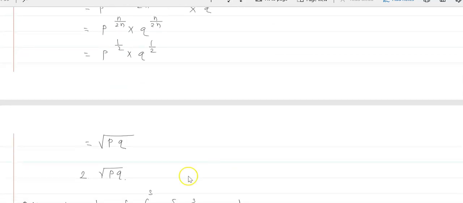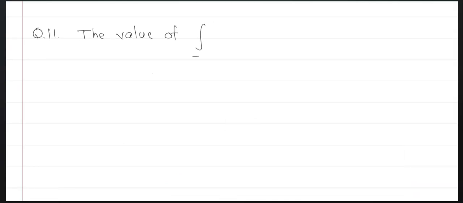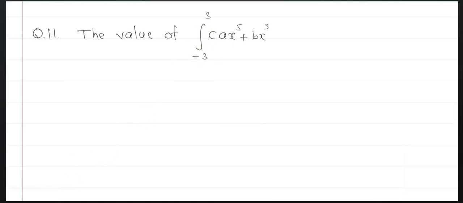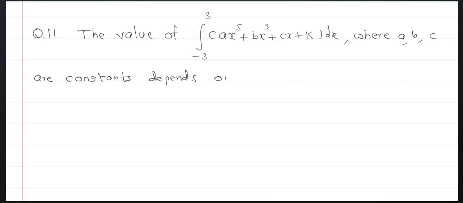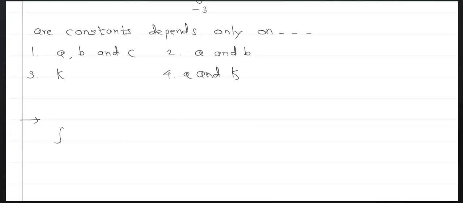Therefore, option 2 is the correct one. Question number 11. The value of the integral from minus 3 to plus 3 of (ax^5 + bx^3 + cx + k) dx, where a, b, c are constants, depends only on: first, a, b and c; second, a and b; third, k; and fourth, a and k.